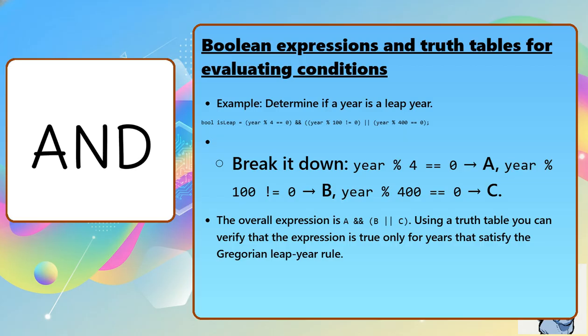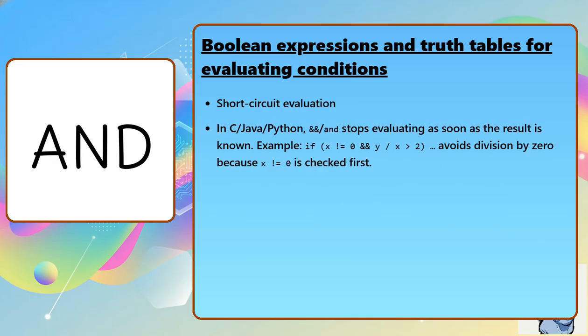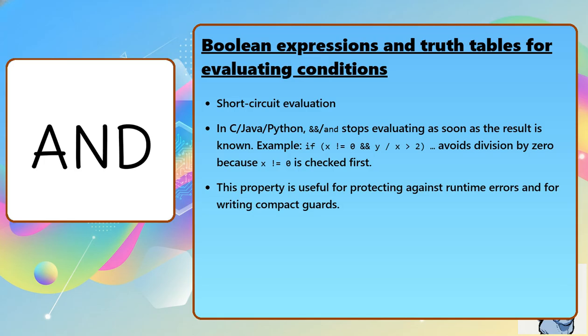Using a truth table, you can verify that the expression is true only for years that satisfy the Gregorian leap year rule. Short circuit evaluation. In C, Java, Python, and stops evaluating as soon as the result is known. Example. If x not equals 0 and y divided by x greater than 2 avoids division by 0 because x not equals 0 is checked first. This property is useful for protecting against runtime errors and for writing compact guards.